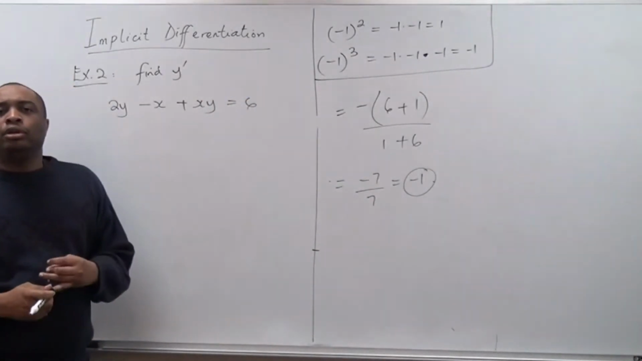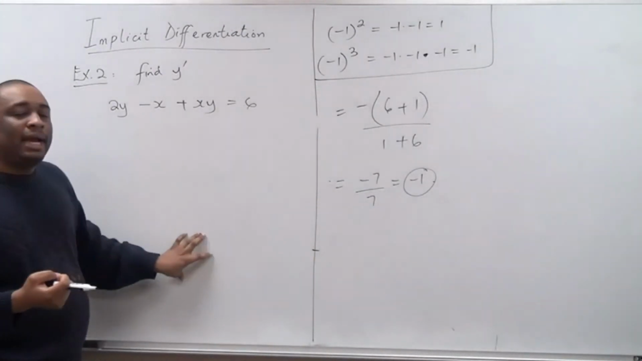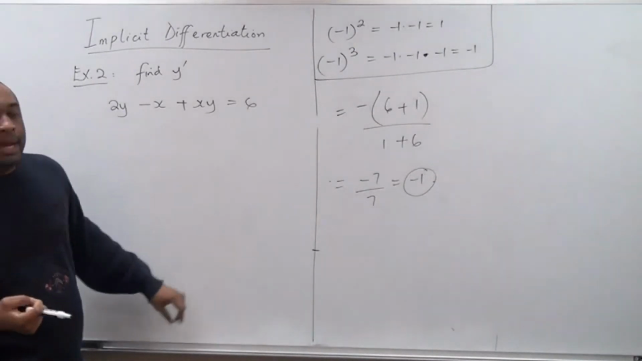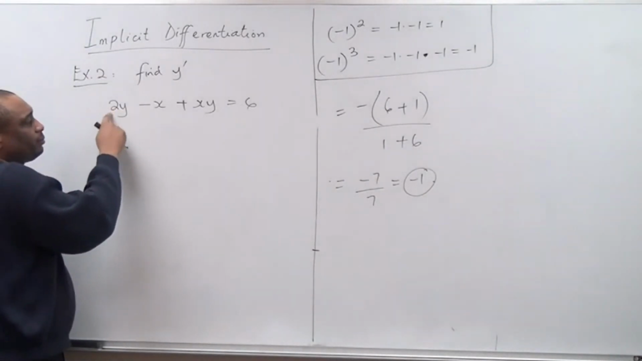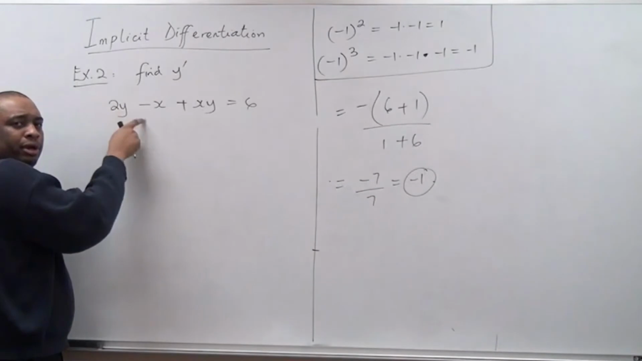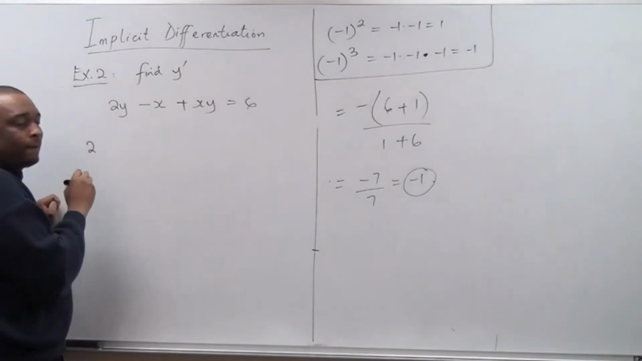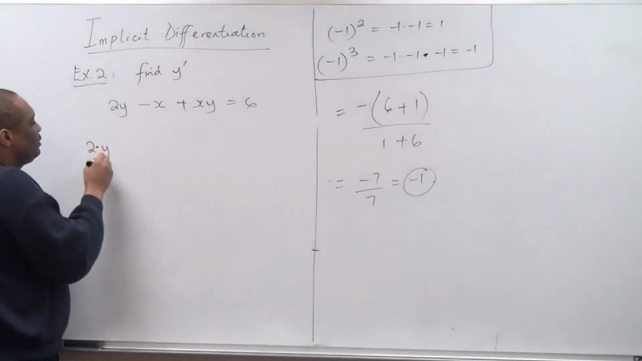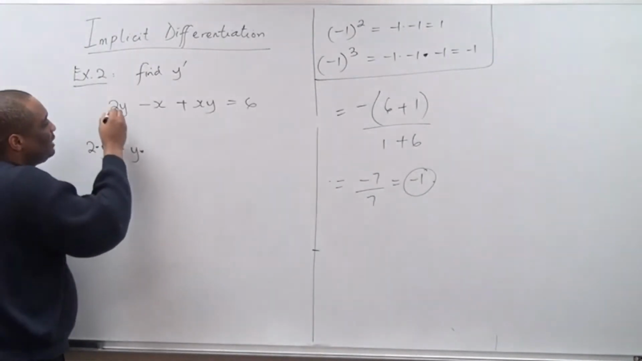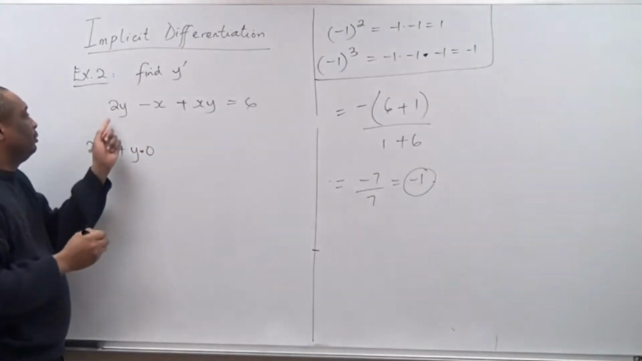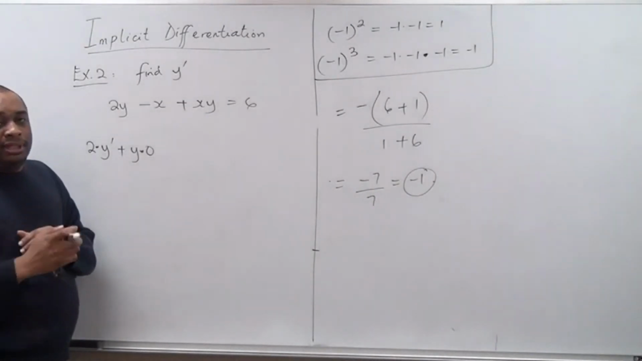In this example also, you have to differentiate each term with respect to x. And you also take note of differentiating y with respect to x, which gives you y prime, or dy/dx. So here, you call this a product, 2 times y. Okay, so we use the product rule. You keep 2 constant, differentiate y with respect to x, it gives you y prime. Plus, you keep y constant, differentiate 2 with respect to x, it gives you 0. Anytime you see a product, try and use the product rule.